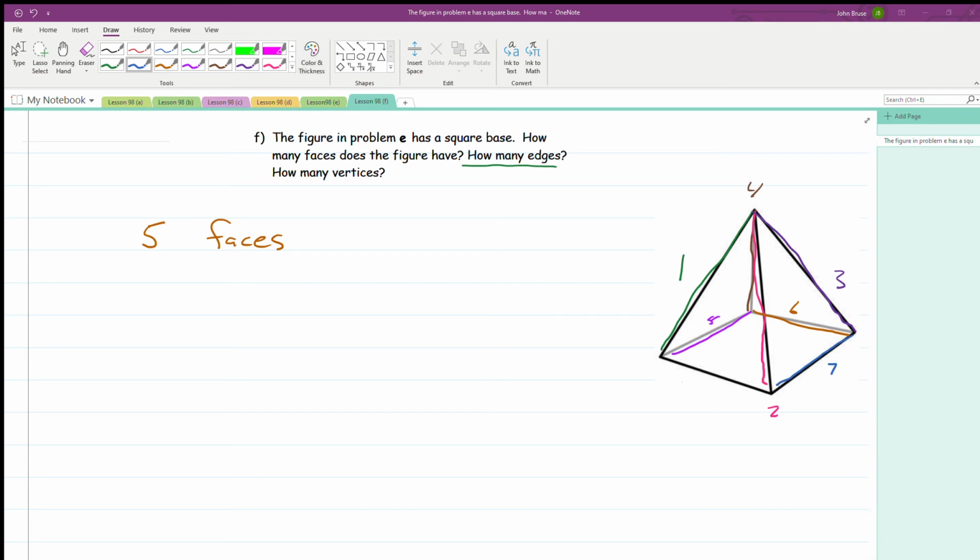I ran out of colors. Let's go with yellow, and we have one right here, and that is 8. We'll go back to a dark color for our answer. All right, so we have 8 edges. Okay, and we'll go ahead and erase this work.